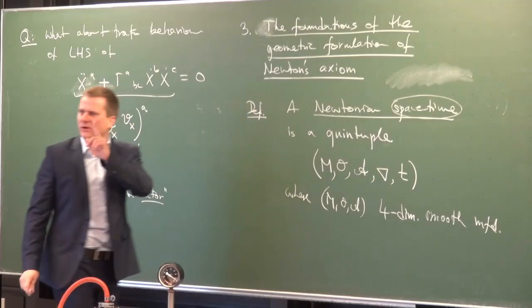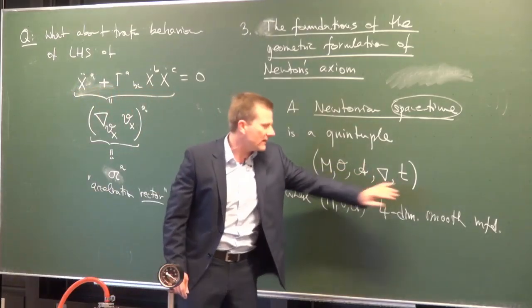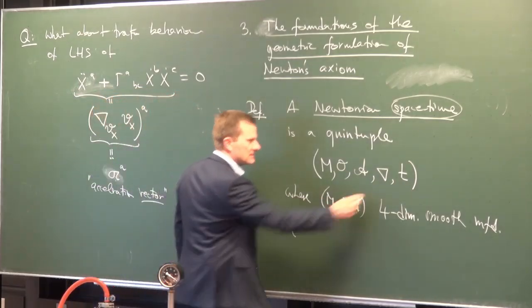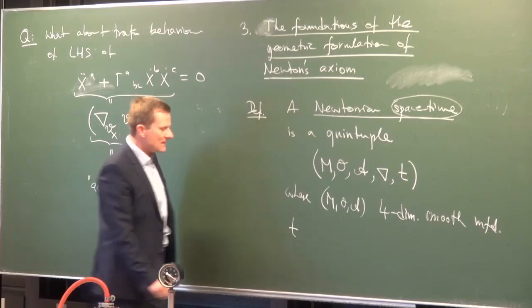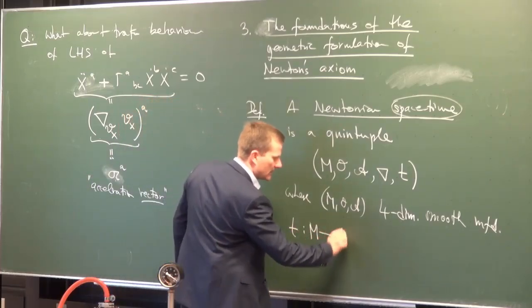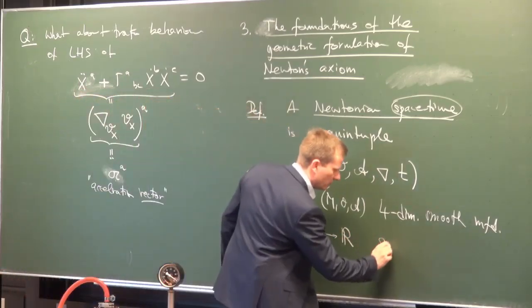Don't think you already know what it is. Delete all your memory. It's a four-dimensional space-time with a covariant derivative and this. This is this. And this is clear, what this is, a covariant derivative. And t is a smooth function on the manifold. So absolute time is a smooth function. t from M to R is a smooth function.